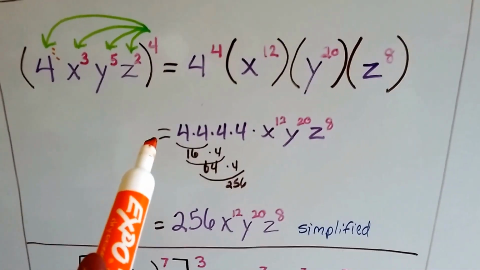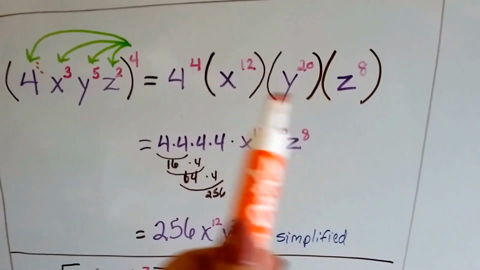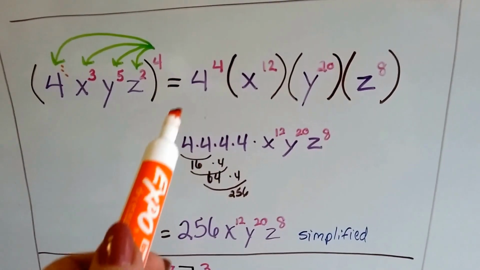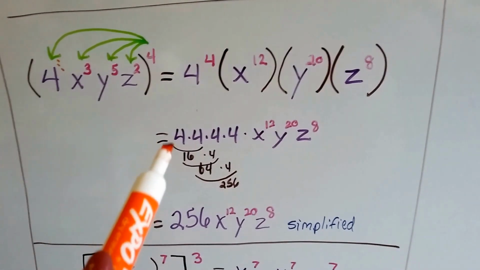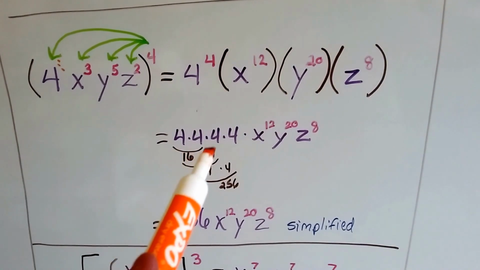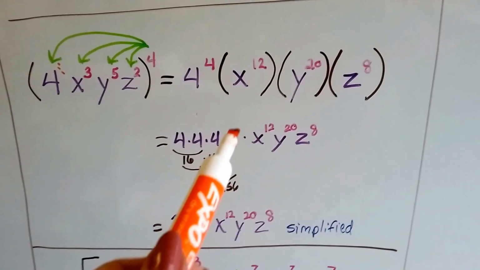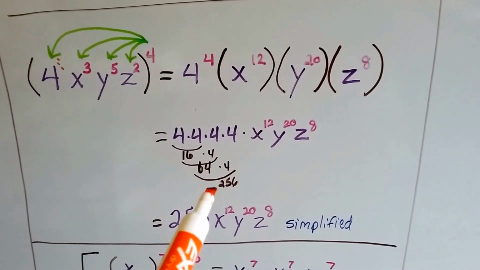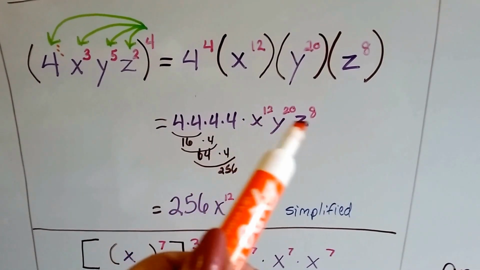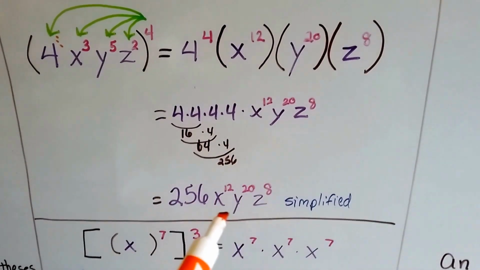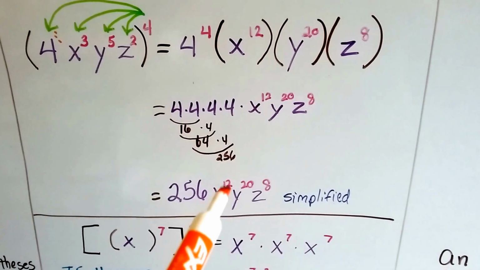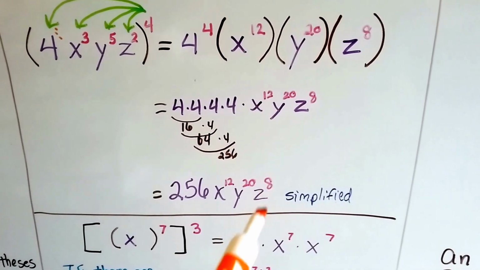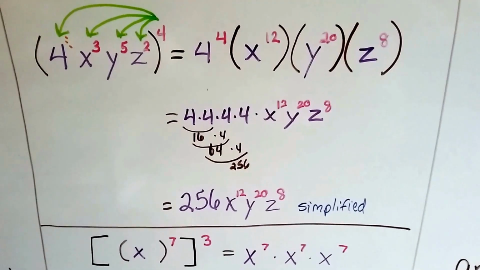The only way to simplify it, because we don't know what x, y, and z stand for, but we could do the 4 to the 4th power. 4 times 4 is 16. 16 times 4 is 64. 64 times 4 is 256. We drop down the variables and their exponents, and we get 256 x to the 12th, y to the 20th, and z to the 8th power. See? And now it's simplified.